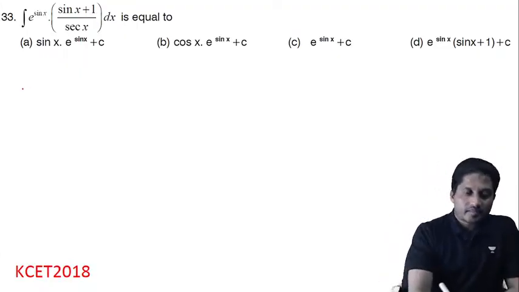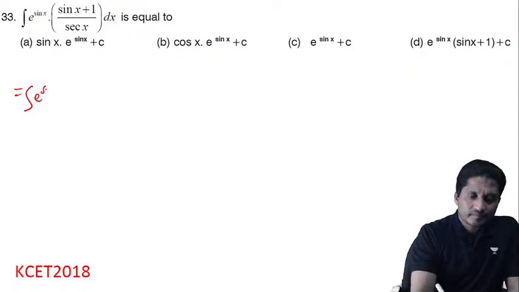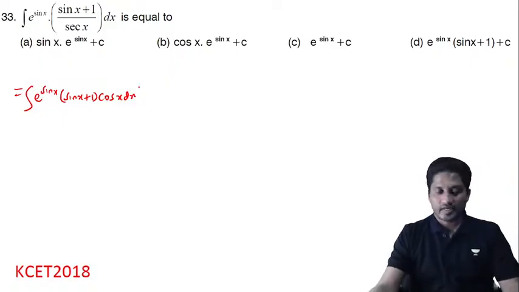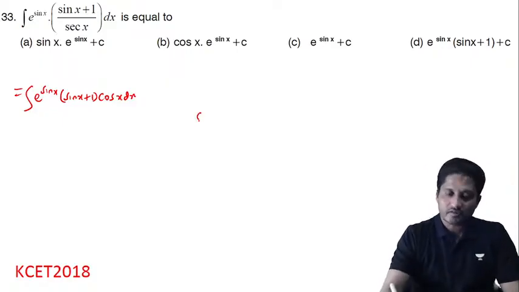Yeah, I can write this as e power sine x into 1 into sine x plus 1, and 1 by cos is sec x dx. Right, now I'm going to put sine x equal to t.